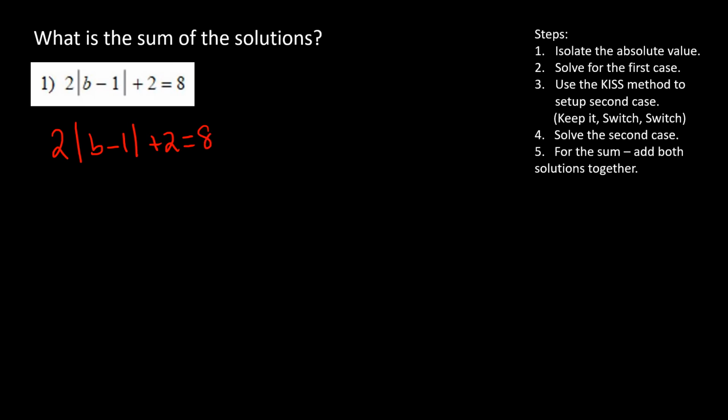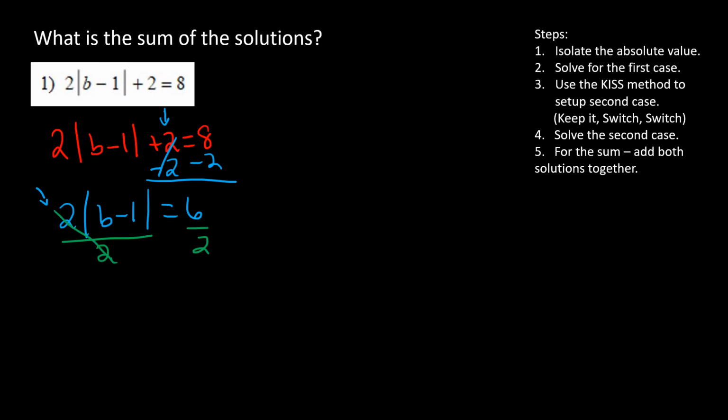Okay. We first want to isolate our absolute value. So we want to get rid of that plus 2, this guy right here, by subtracting it out. So we'll have 2 times the absolute value of b minus 1 equals 8 minus 2, which is 6. Well, I still don't have my absolute value isolated because I have to get rid of this 2 over here. To do that, I'm going to divide both sides by 2, and I get the absolute value of b minus 1 equals 6 over 2, which is 3.